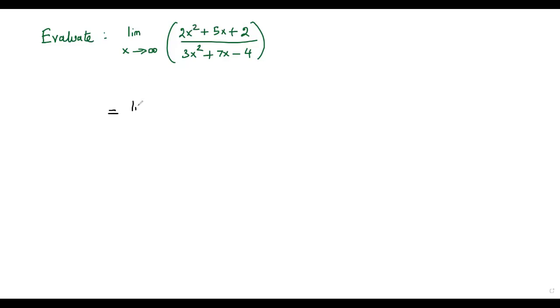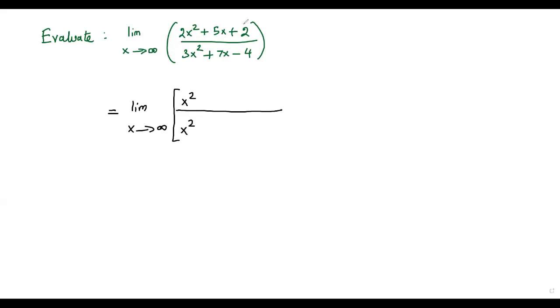Okay, let me do that. So limit x tends to infinity. The variable with the largest exponent in the numerator is x², so x² has to be factored out in the numerator. In the denominator also, the largest exponent is 2, so we have to factor the variable x with the largest exponent 2. So we have to factor x² in the denominator.